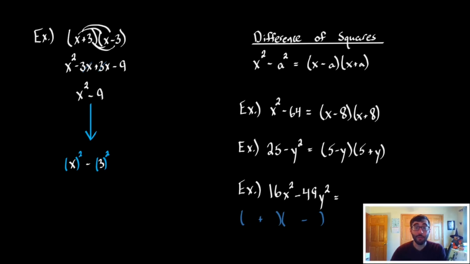And now we would just take the square root of each term. Well, the square root of 16 is 4, and the square root of x squared is x. So the first term in each binomial would end up being 4x. The square root of 49 is 7, and the square root of y squared is y. So the second term would be 7y, and that would be our factors, 4x plus 7y and 4x minus 7y. So that is difference of squares. That's it. All you need to do is be able to recognize if everything is a perfect square. There needs to be subtraction. It does not work if it's x squared plus y squared. And make sure you're able to take the square root of each term.